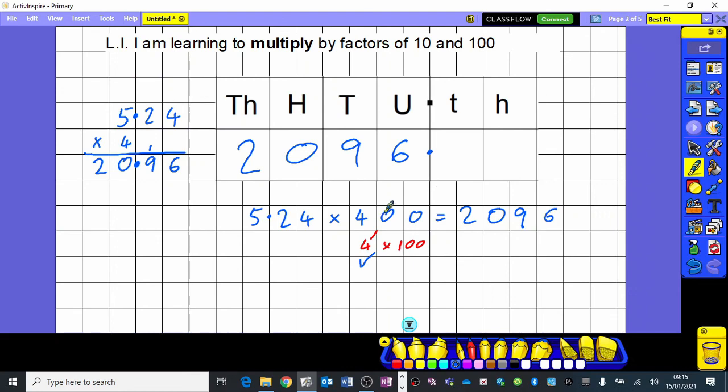All we need to do is chunk up the 10 or 100 number that we have into 2 easier numbers. So in this case, we split up into 4 and 100. If it was 700, we'd split it up into a 7 and 100. If it was 900, we'd split it up into a 9 and 100. So if you make it 2 more manageable numbers and then multiply by them individually, you'll get the right answer.